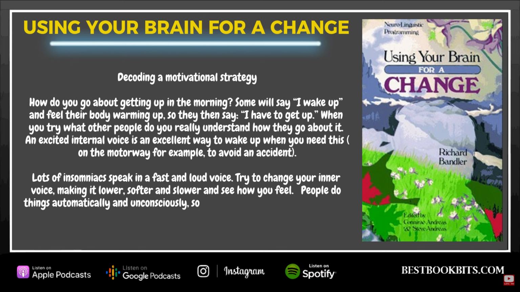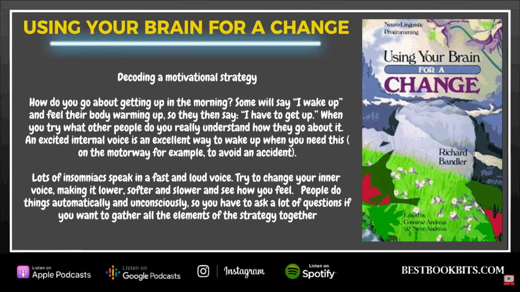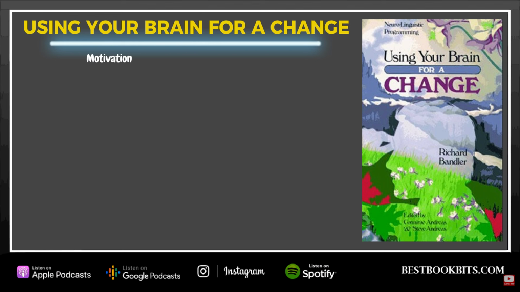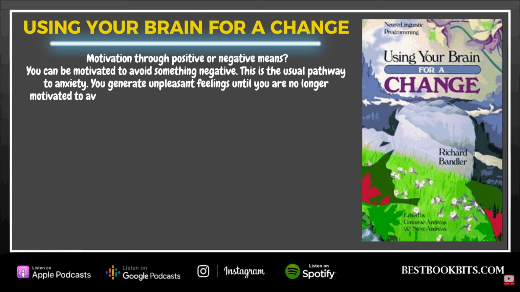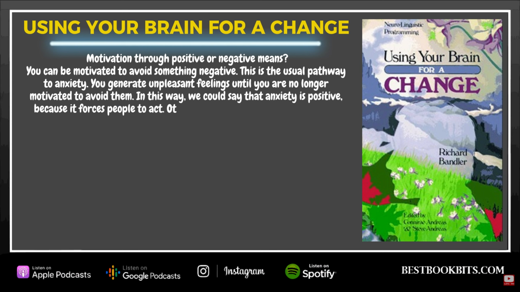People do things automatically and unconsciously, so you have to ask a lot of questions if you want to gather all the elements of the strategy together. Motivation through positive or negative means. You can be motivated to avoid something negative. This is the usual path to anxiety. You generate unpleasant feelings until you are no longer motivated to avoid them. In this way, we could say that anxiety is positive because it forces people to act.